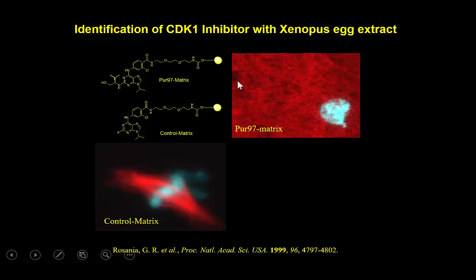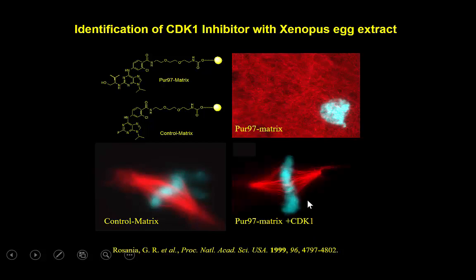So the next step is to add back that missing component to this matrix to recover this phenotype to the normal phenotype. So in this case, when they added the CDK1, the phenotype is fully recovered to the normal. But CDK2 did not recover this phenotype properly. That means the relevant target of this molecule is CDK1, not CDK2.